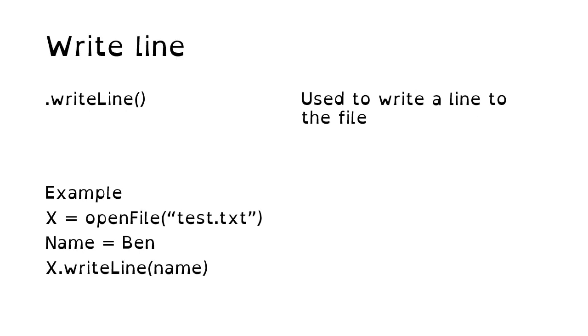Now we have the file mounted, we need to be able to write data to it. This is where write line comes in. For this example, we'll use write line to add the variable name. What you will have to do is put the name of the variable you've used as a placeholder for the file, followed by dot write line, and then in the brackets, whatever you want. We've put name, as that's what we want to put inside.